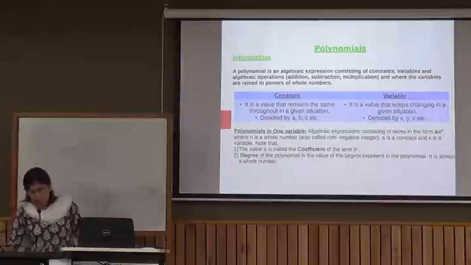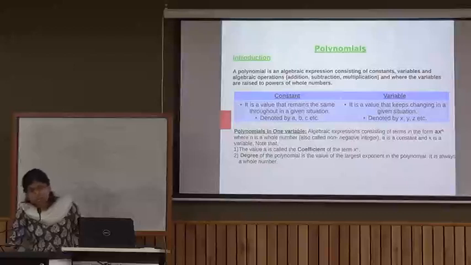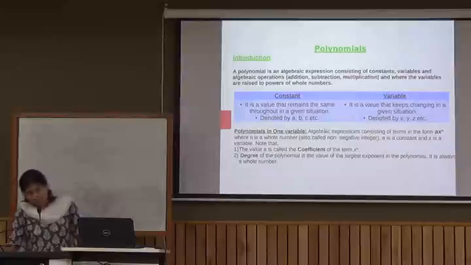Now moving further and understanding the various components of polynomials. In the definition we use 3 components that are constants, variables and algebraic operations. Now constants are values that remain the same throughout in a given situation, whereas variables are values that keep on changing in a given situation as per the circumstances. Now, constants are denoted by small letters a, b, c, etc. and variables are denoted by small letters x, y, z, etc. Now, polynomials can be in many variables, however, we shall restrict our discussion to polynomials in one variable only.